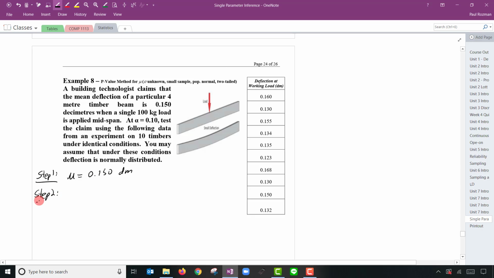Step 2. Set up your null and alternate hypothesis. And by set it up, I mean decide where to put the claim. This time the claim has an equal sign in it, so that means it's the null hypothesis. And the alternative is that it isn't 0.15 decimeters.